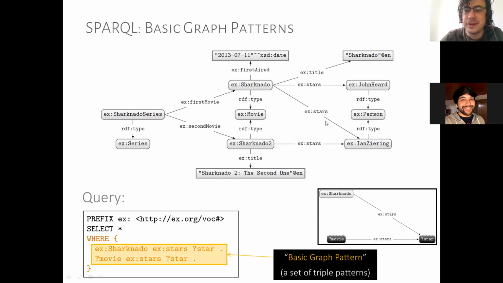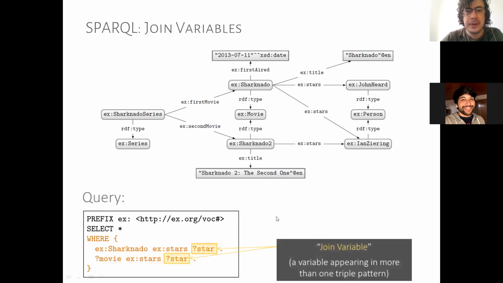So this would be a mapping, specifically a homomorphism, where we map star to Ziering, movie to Sharknado. We see that somehow this graph matches the RDF graph. Okay, so that's a basic graph pattern.